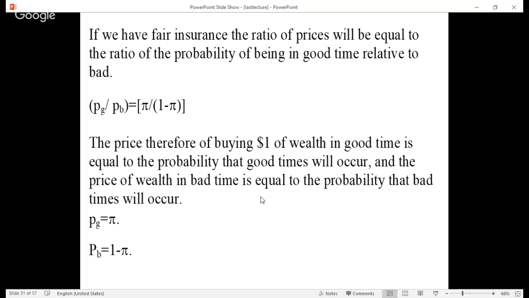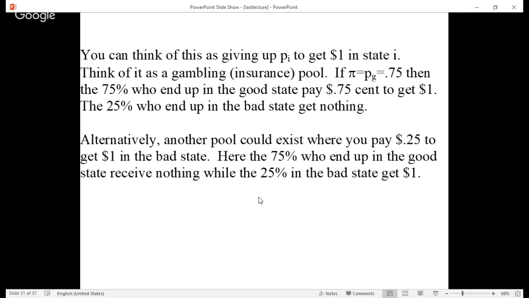The price, therefore, of buying $1 of wealth in good times is equal to the probability that good times will occur, and therefore the price of buying wealth in bad times will be equal to the probability that bad times occur. So PG is equal to pi, PB is equal to 1 minus pi. So I can think of this as giving up pi to get $1 in state i.